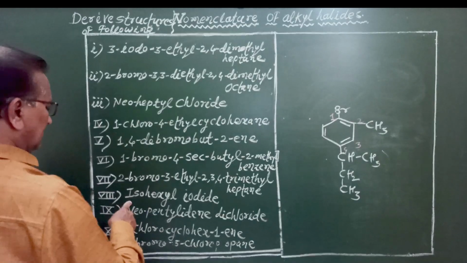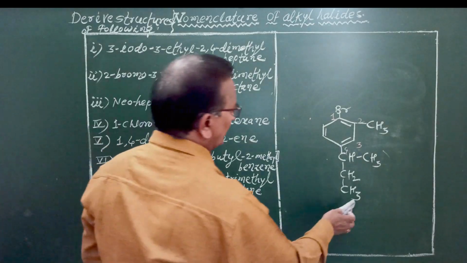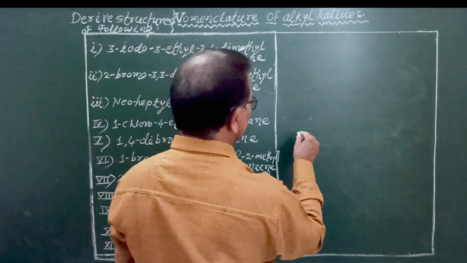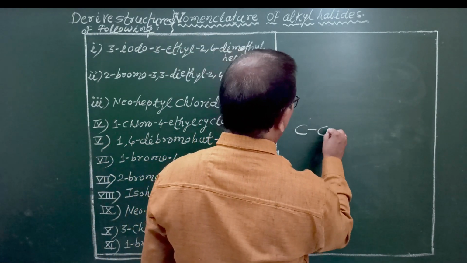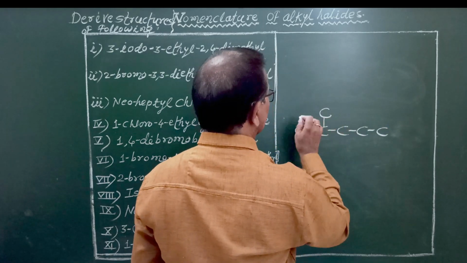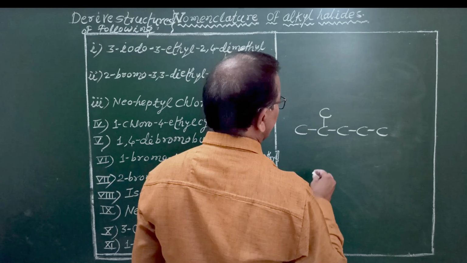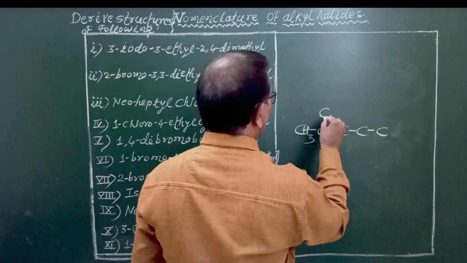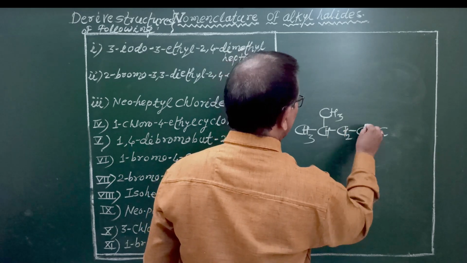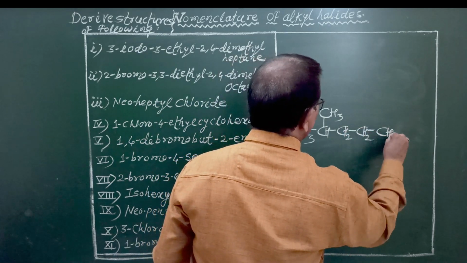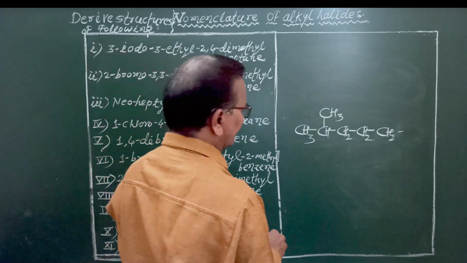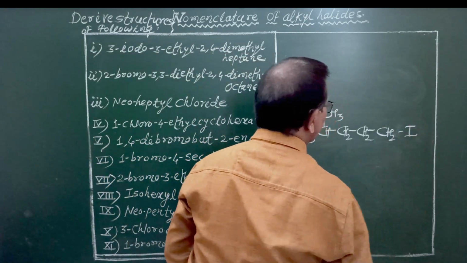What about the next? Isohexyl iodide. This is a common name. Hex represents 6 carbon atoms, but since this is iso, we write only 5 carbon atoms in the chain, and 1 carbon atom is in a branch on the last but one carbon atom. That's why this is called isohexyl. Here we have to satisfy the valencies of the carbon atoms by joining hydrogen atoms to this CH2, CH2, and this CH2. And to this free valency we attach the iodine atom. The iodine atom is bonded at this end.